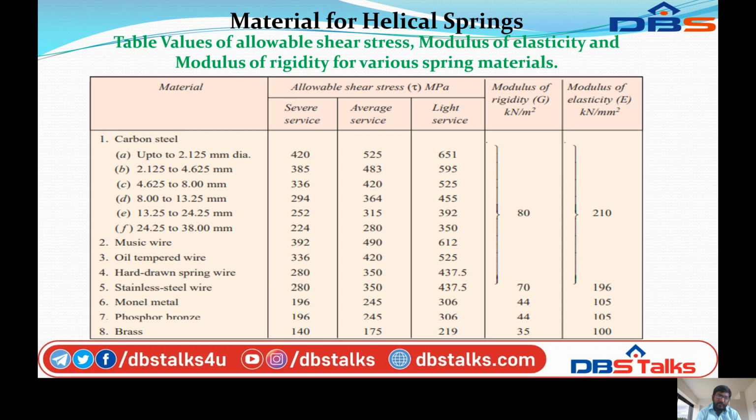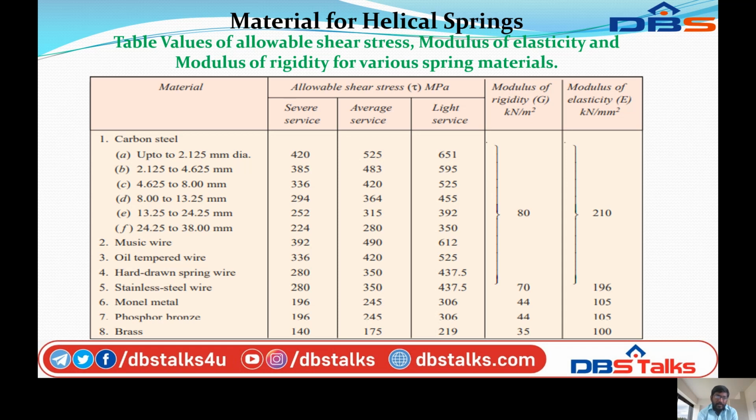So for the first material, carbon steel, what is the diameter? Up to 2.125 mm diameter. The severe service allowable shear stress is 420, average service is 525, light service is 651, and the modulus of rigidity G is 80 kN per mm square. The modulus of elasticity E is 210 kN per mm square.